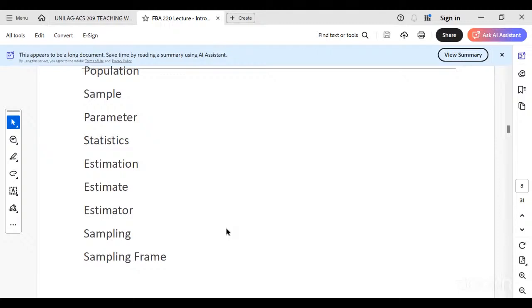And then I explained estimation. Estimation is the procedure of calculating the value of the population parameter, while an estimate is the value that you arrived at, and an estimator is the formula that you have used for the calculation. Sampling is the procedure by which you take a sample from a population, and a sampling frame is a list or a map or any other acceptable material that you can select your sample from.